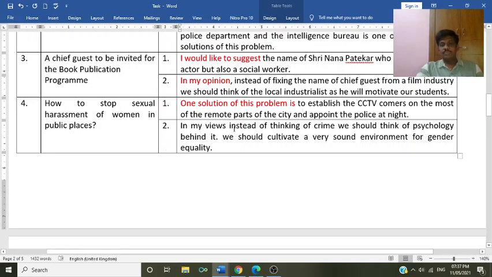In my views, instead of thinking of a crime, we should think of the psychology behind it. We should cultivate a very sound environment for gender equality. You can see, when we compare these two, or before that, you can say this is in my view or in my opinion. This is the common language expression that we can use in this situation.